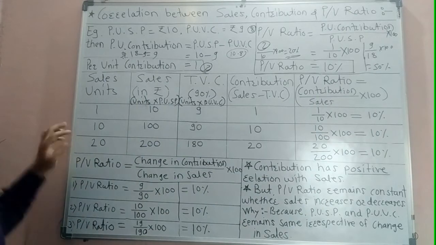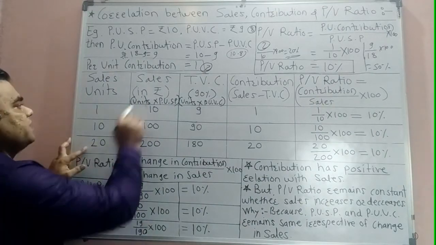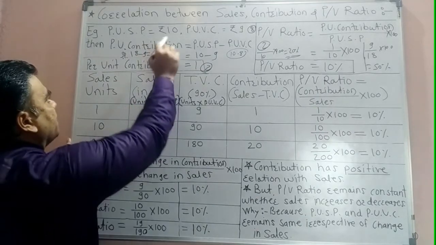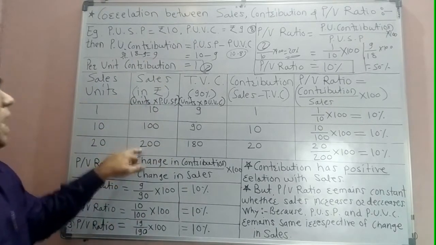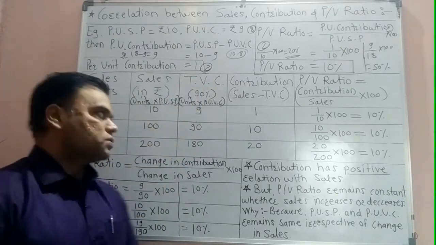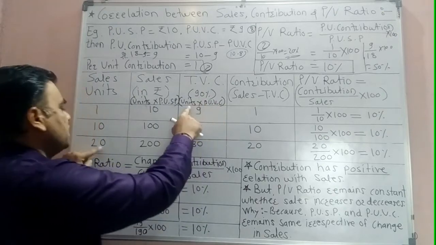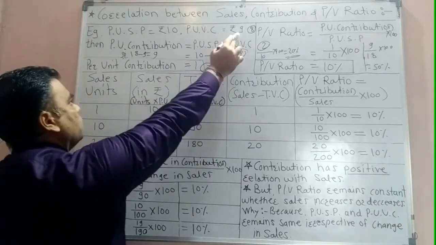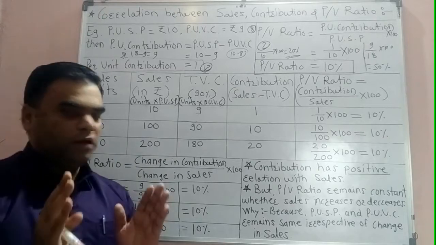Then suppose we have sold 20 units. What will be the amount of sales? Units into selling price. Units 20, per unit selling price 10. 20 into 10, total 200 will be the amount of sales. Then what will be the amount of total variable cost? Number of units into per unit variable cost. Number of units 20, per unit variable cost 9. 20 into 9 is equal to 180 will be the amount of total variable cost.